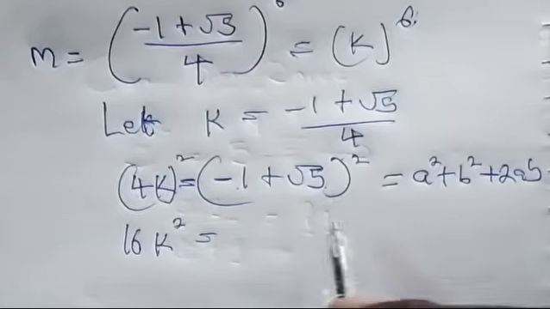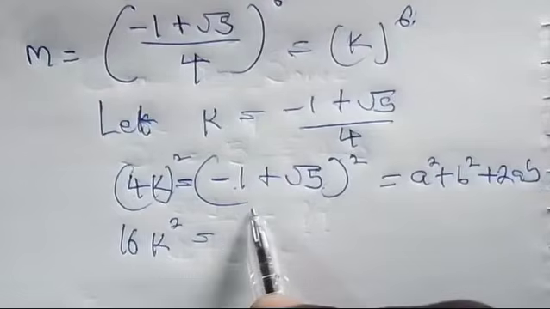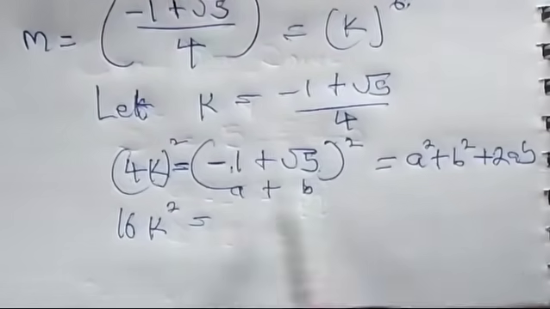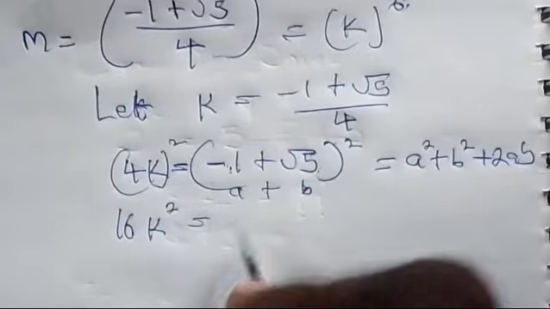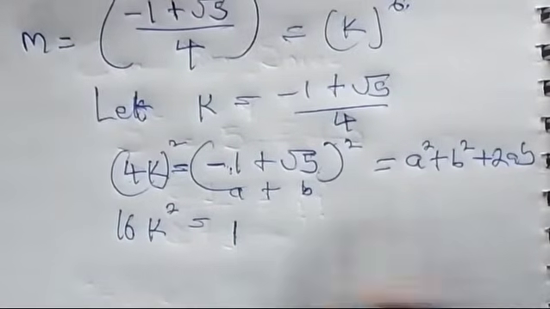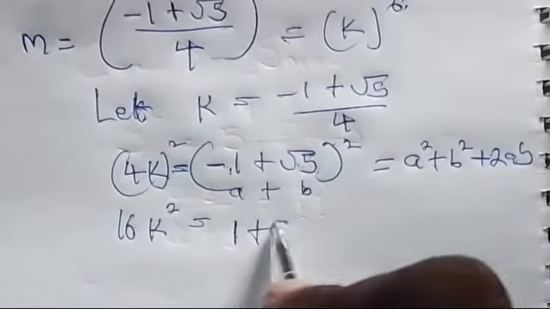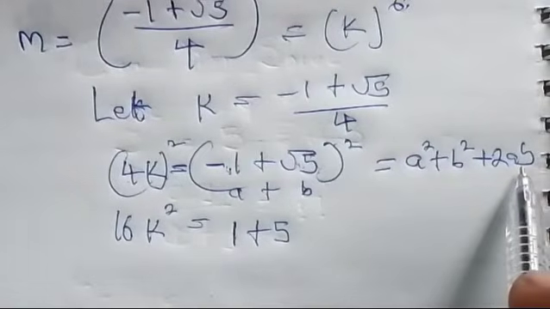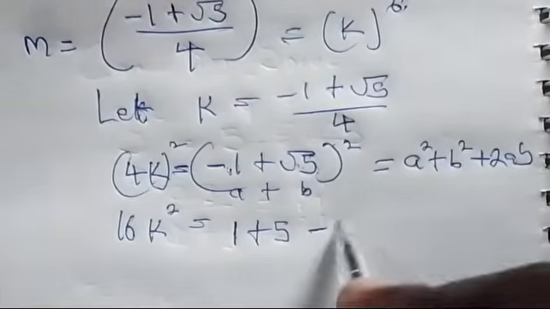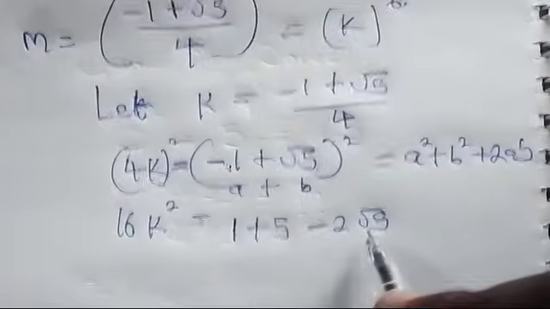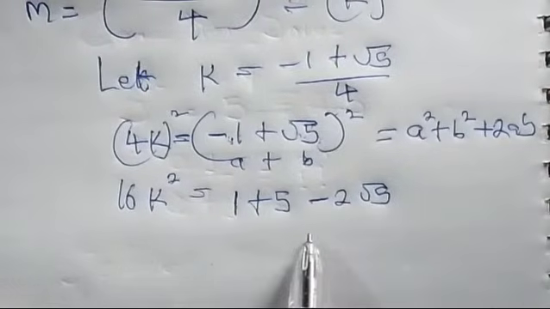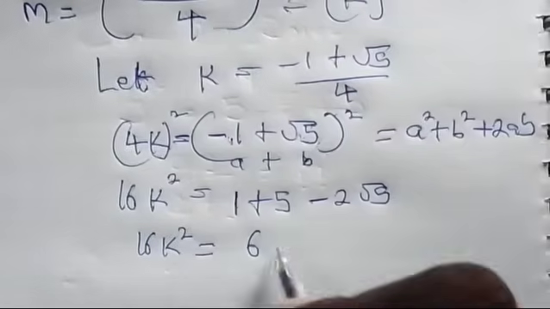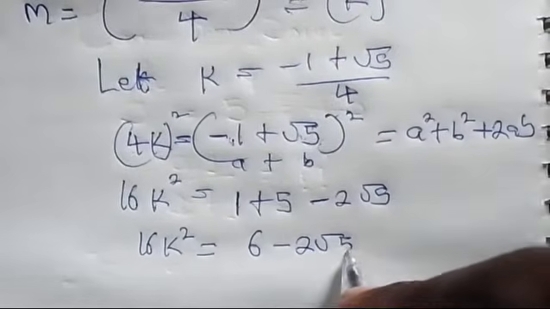So now we are going to have minus 1, whereby this represents a and this represents b. So we are going to have minus 1 squared to be 1, root 5 squared to be 5, and minus 1 multiplied by 2 multiplied by root 5. That's going to give us minus 2 root 5. So now we are going to have 16k squared is equal to 6 minus 2 root 5.